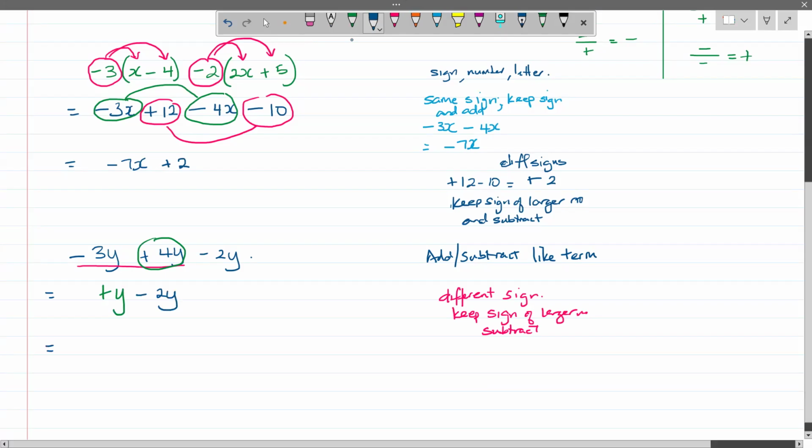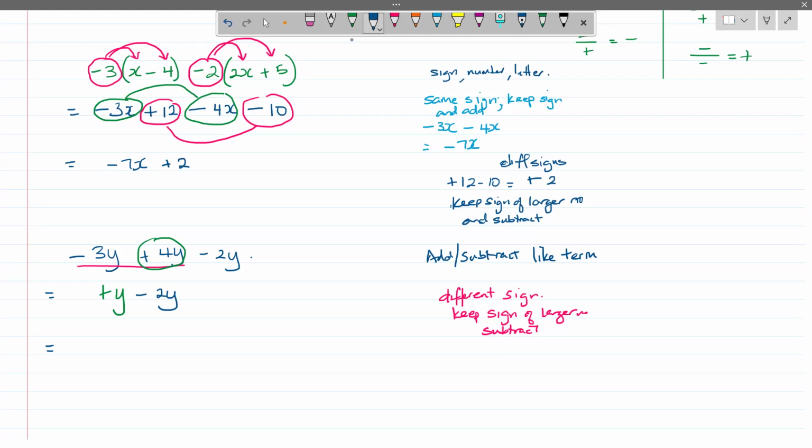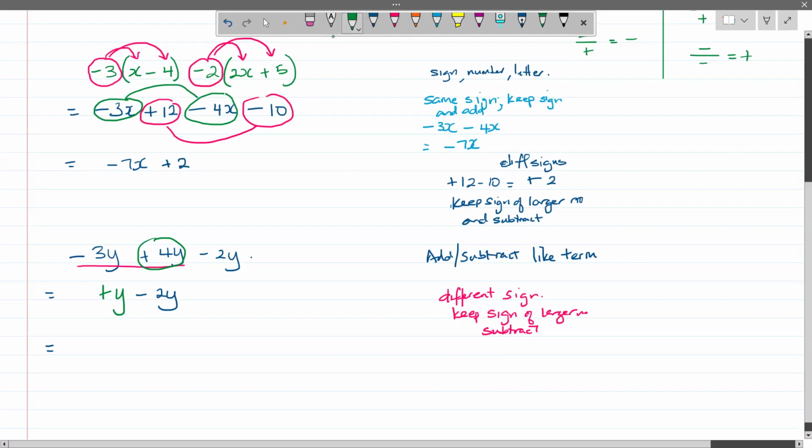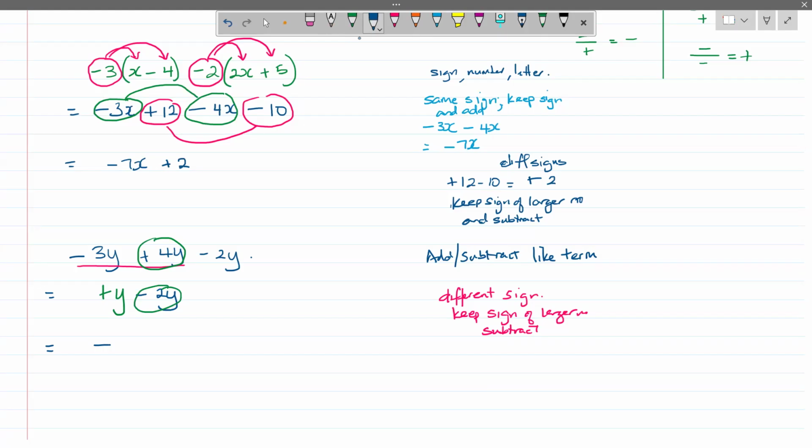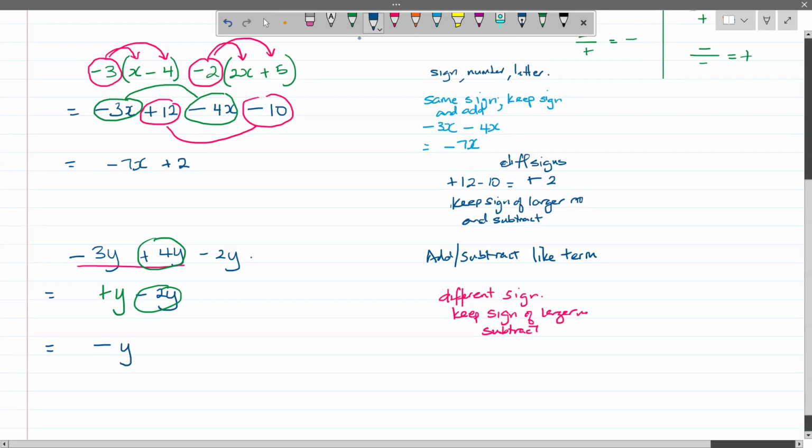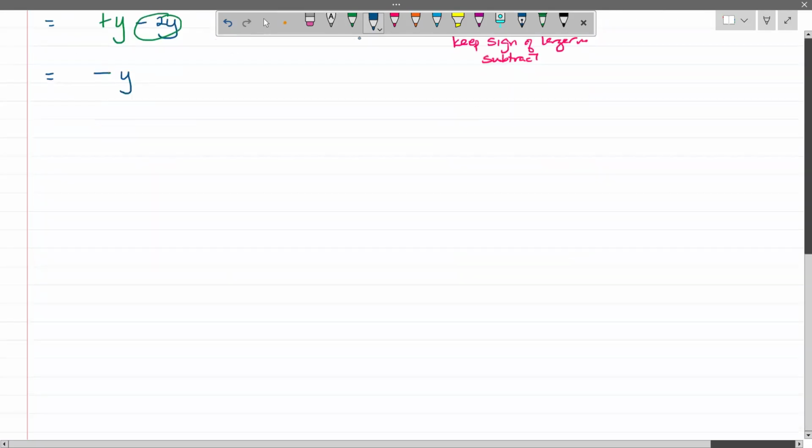Next up now, different signs again. Same thing happening again. So you keep the sign of the larger number. The larger number in this case is the negative 2. So we will get minus, and this is a 1y. We don't need to write the 1 in front of the y. 1 from 2. If you have $2 and I take $1 from it, then you remain with $1. So negative y is our answer. All right, let's do one more example and then we'll move on.